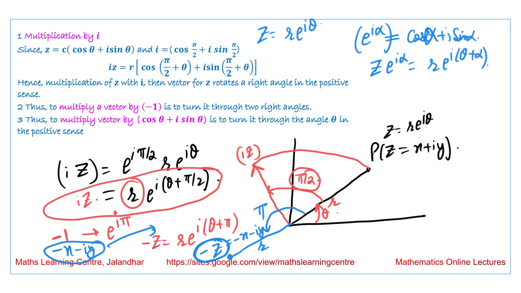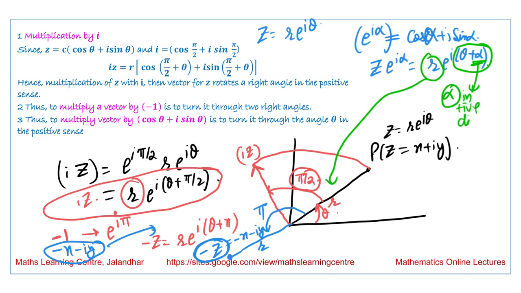What this represents is that the length of this vector remains the same, and the angle changes by an amount alpha in the positive direction. If alpha is negative, it will be in the negative direction. If alpha is positive, it will be in the positive direction. Positive means anti-clockwise direction. So this is the multiplication of iota, minus 1, or any particular complex number of unit modulus, with the complex number Z.